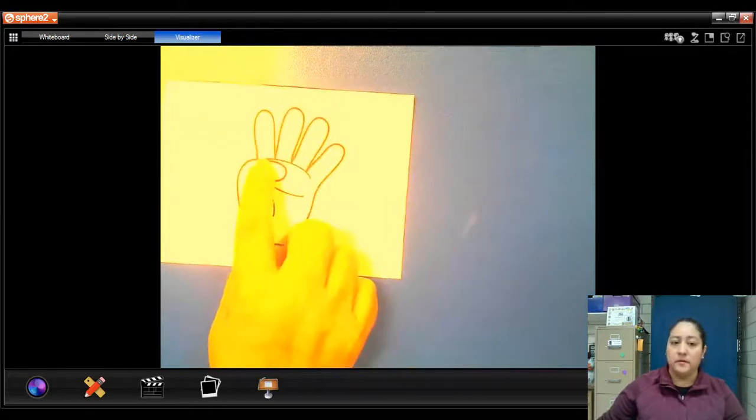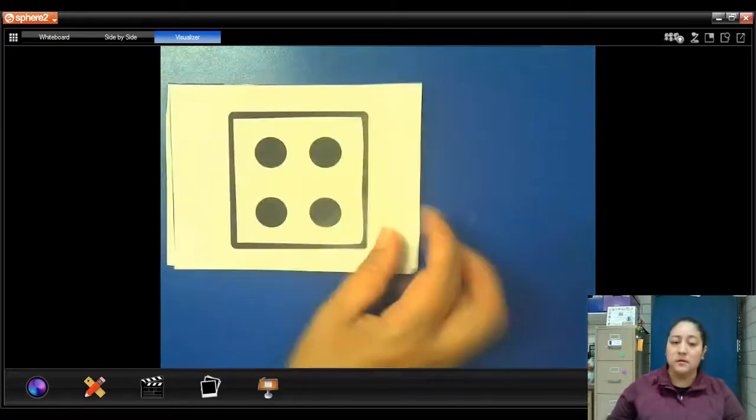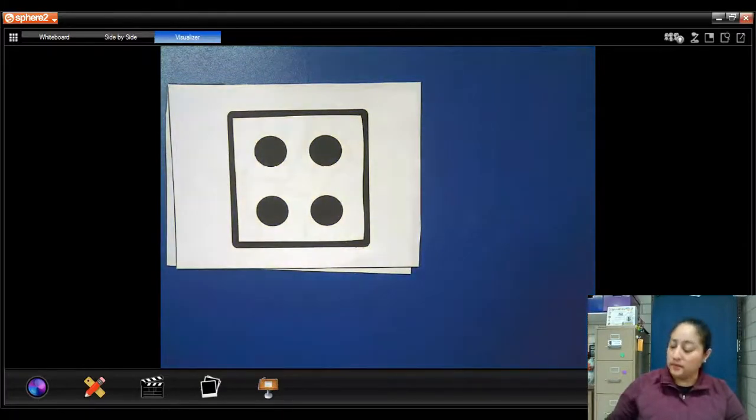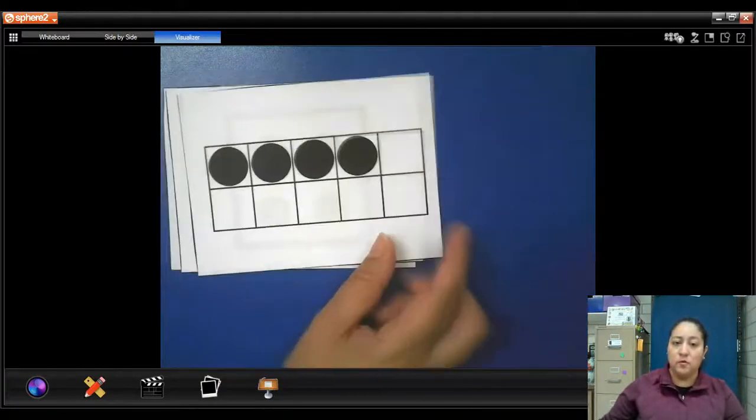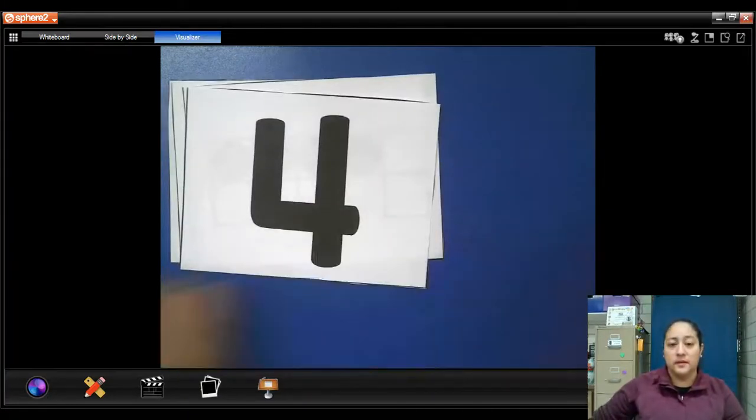Here we have 4 fingers, 4 dots, and 4 more dots inside the 10 frame. And this is what number 4 looks like. All right, next number.